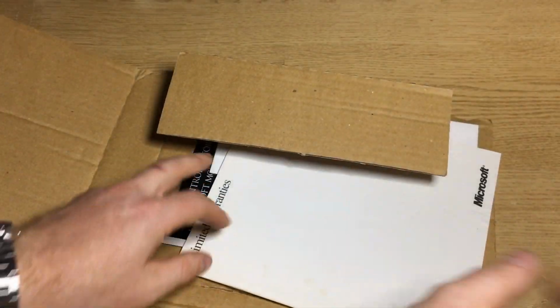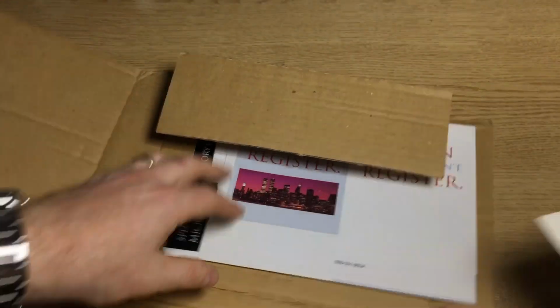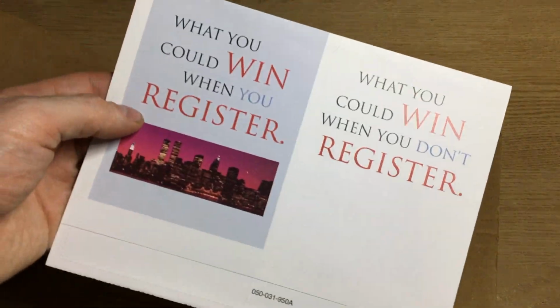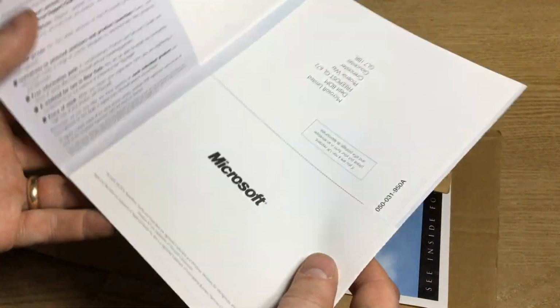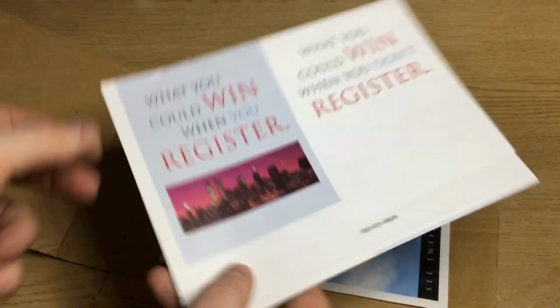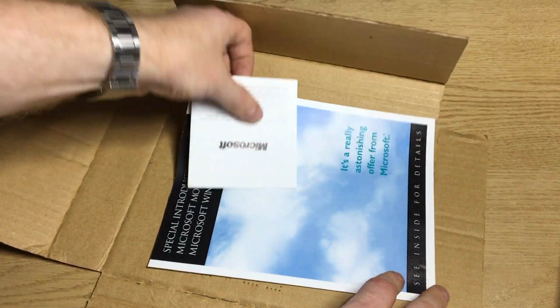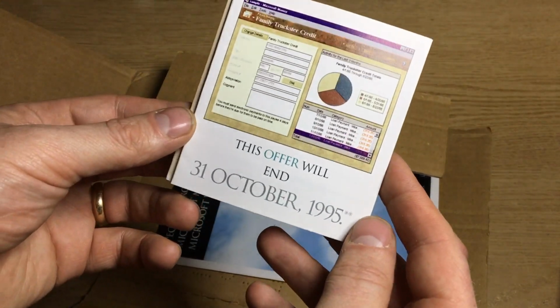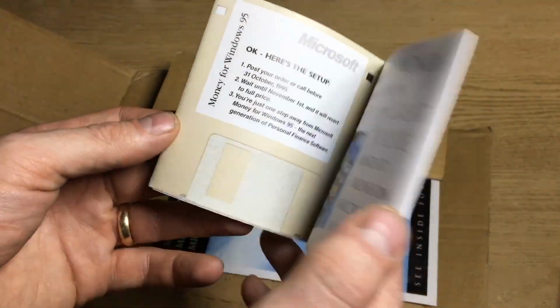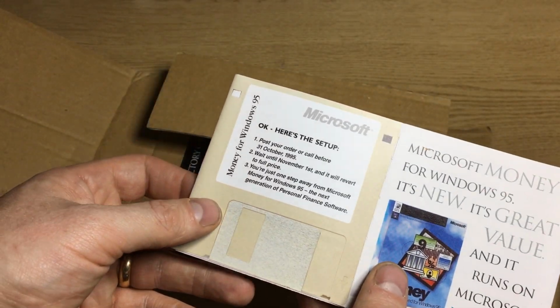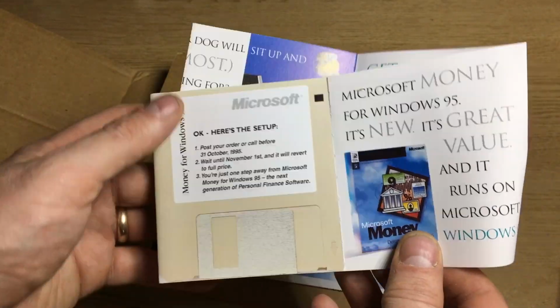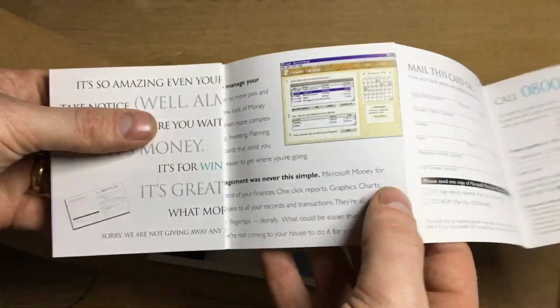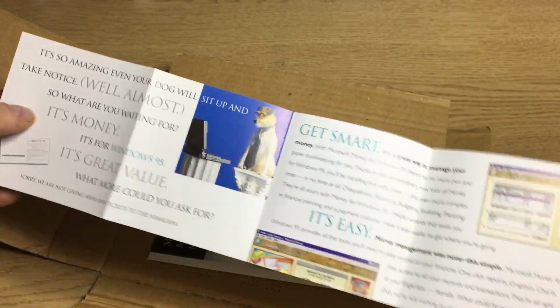Get you running Windows 95 as quick as possible. Limited warranties. What you could win when you register. Yep, registration card. Apparently it's pointless sending these in now because it's a different address, and they just ignore them because they're used to people playing that stunt on them. This offer will end 31st October 1995. Okay, here's the stuff, trying to flog your Microsoft Money and other stuff like that.